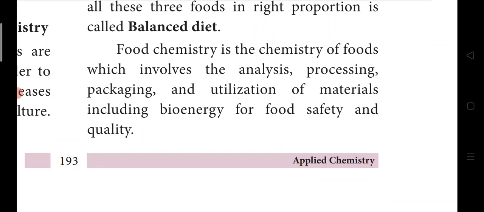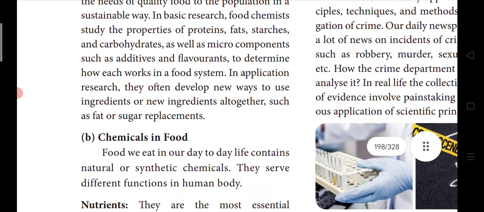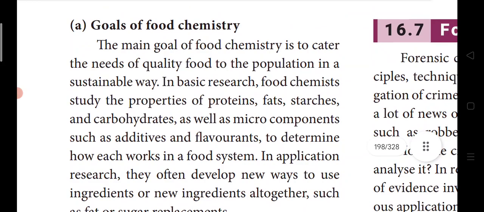Food chemistry is the chemistry of food, which involves the analysis, processing, packaging and utilization. So studying how it is processed, how it is packaged, how it is used by human beings, and food safety and quality, including bioenergy for food safety and quality, that is food chemistry. So what are the goals of food chemistry?